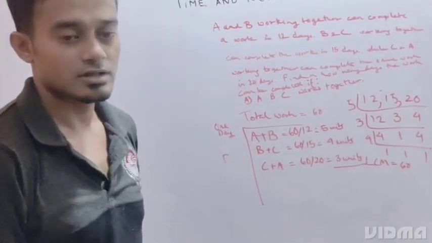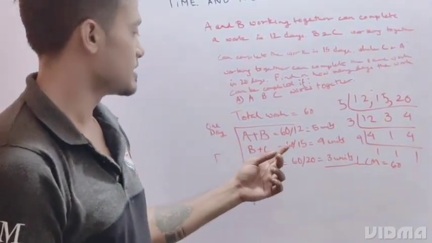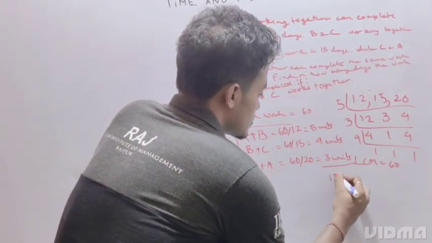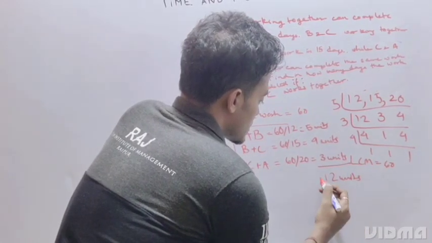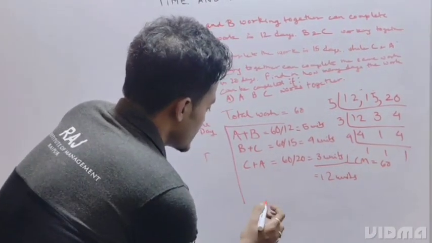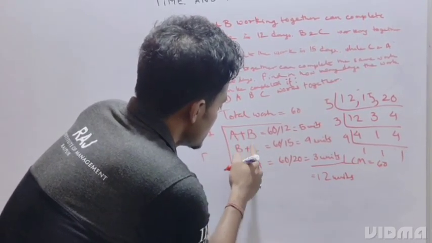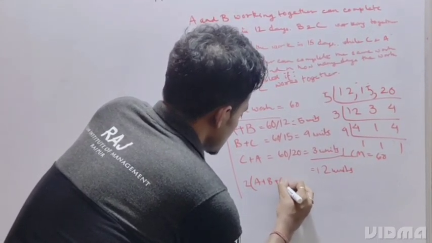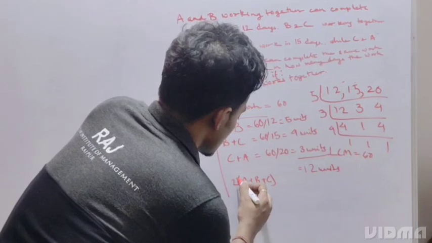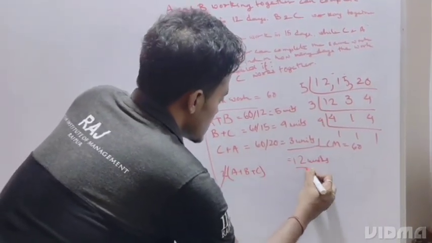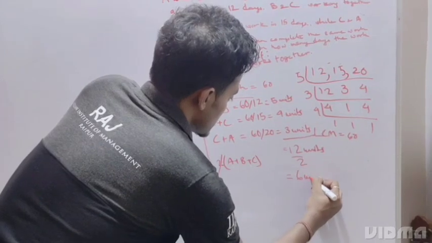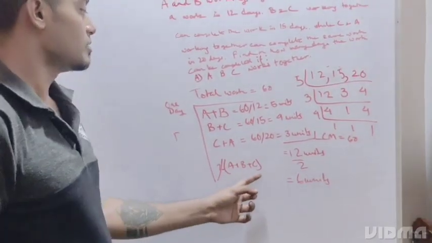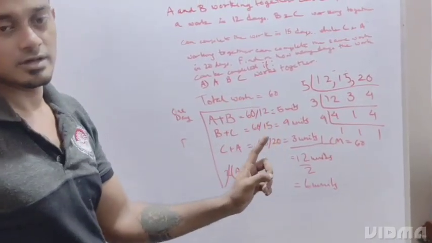Okay, these are all given to us, and the total is 5, 4, 3, that is 12 units of work done. But on this side we could see that there are 2A, 2B and 2C. So twice of A plus B plus C is equal to 12 units. So if you remove the 2, you get 12 by 2, that is 6 units. So A plus B plus C will work 6 units per day, right?